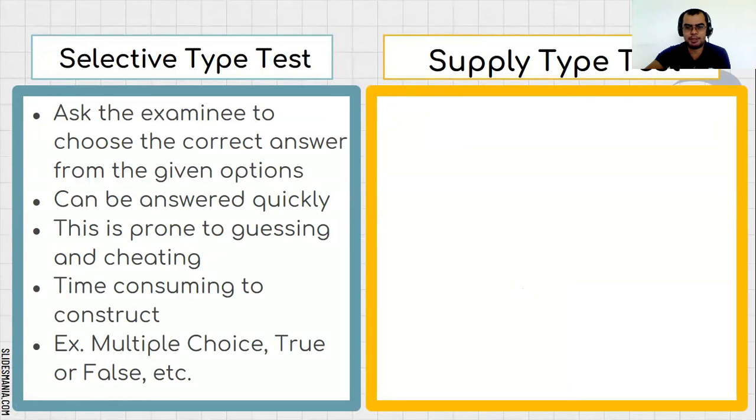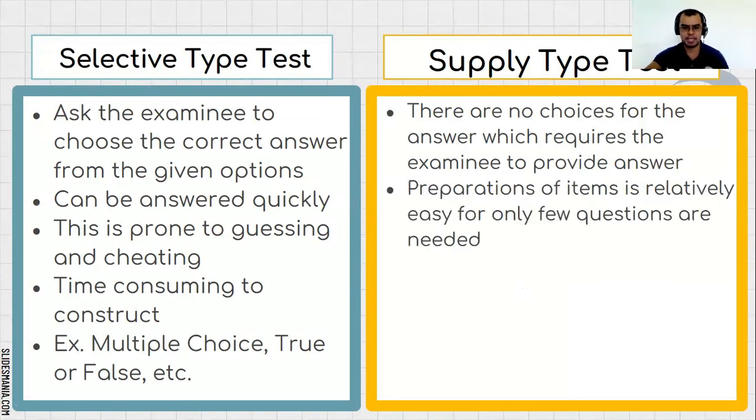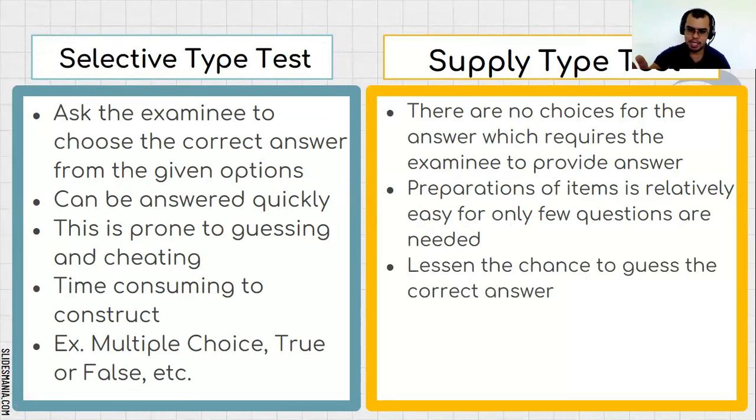In supply types of tests, there are no choices for the answer, which requires the examinee to provide answers. So examples for this are fill in the blanks, cloze test. So there are no options and the students will provide their answer. Preparation of items is relatively easy and only few questions are needed. And it lessens the chance to guess the correct answer.